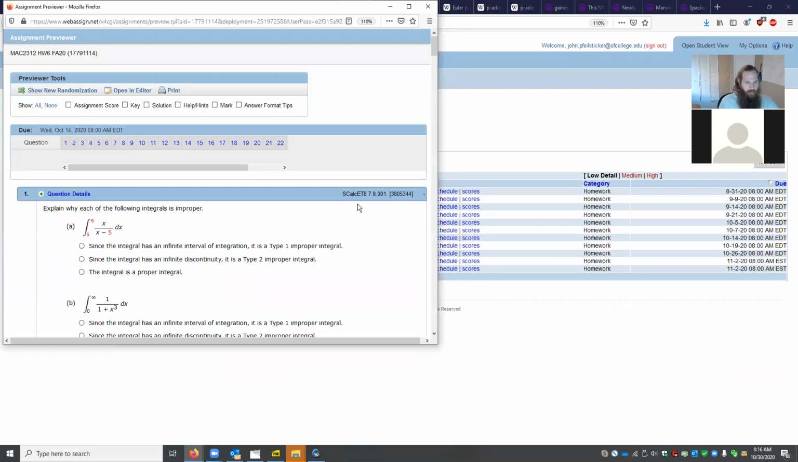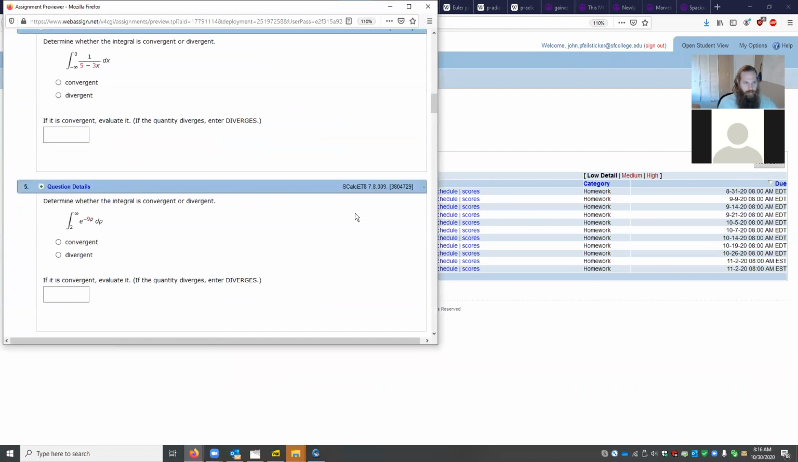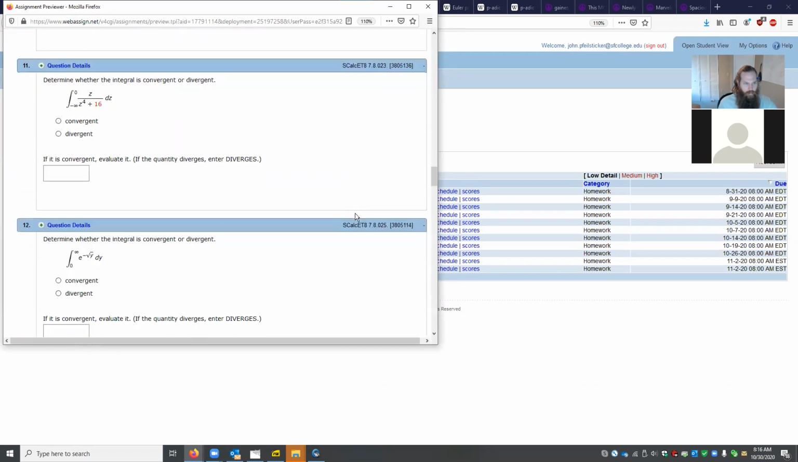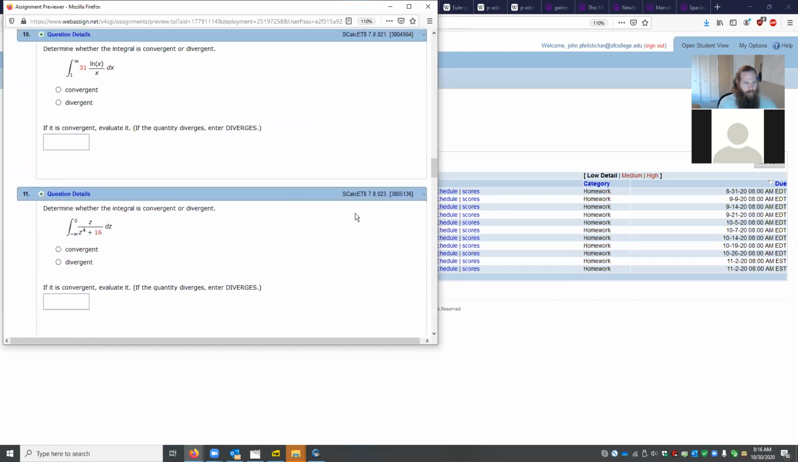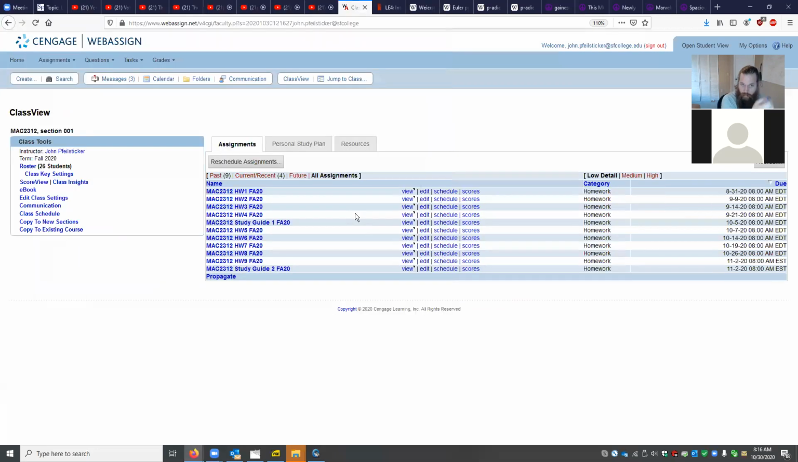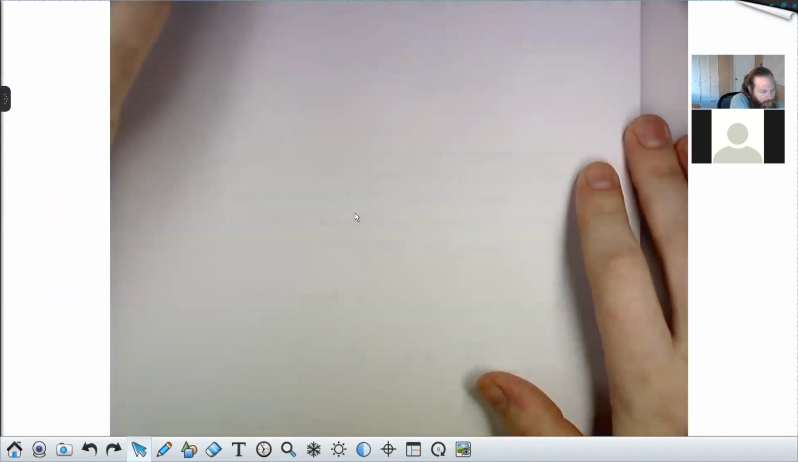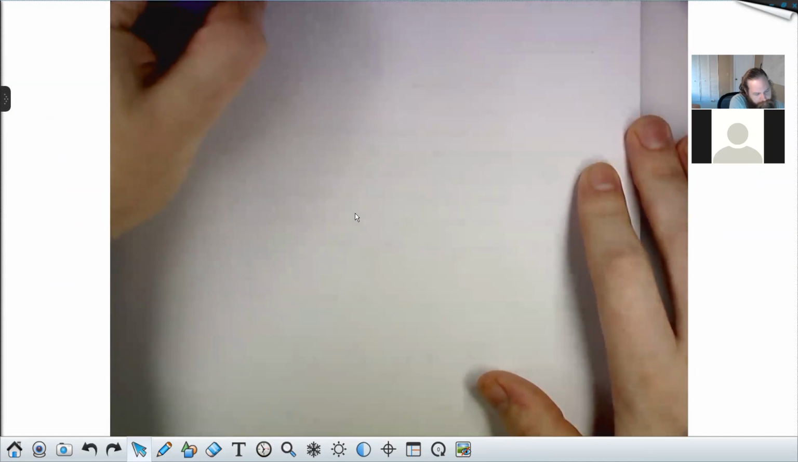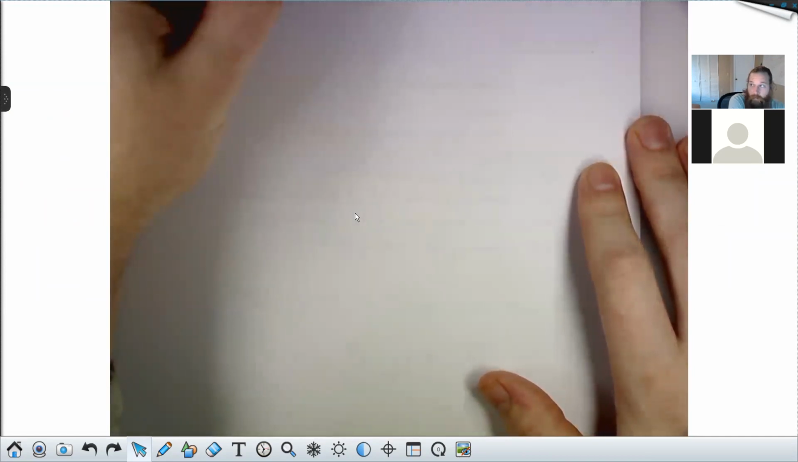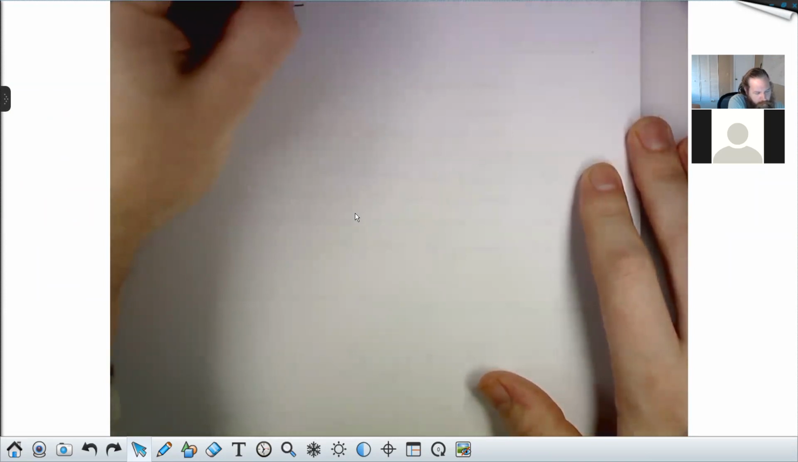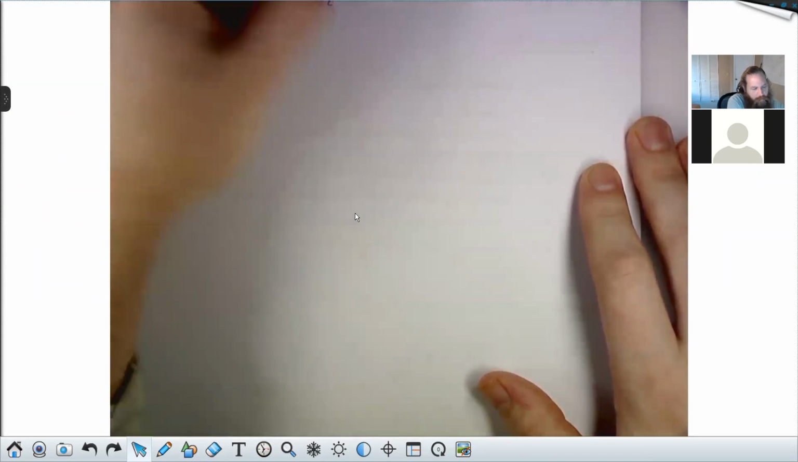So number 11 here. Oh, we've done this one a few times. I'll do it quickly. We want to integrate from negative infinity up to 0, the function z over z to the 4 plus 16 dz.